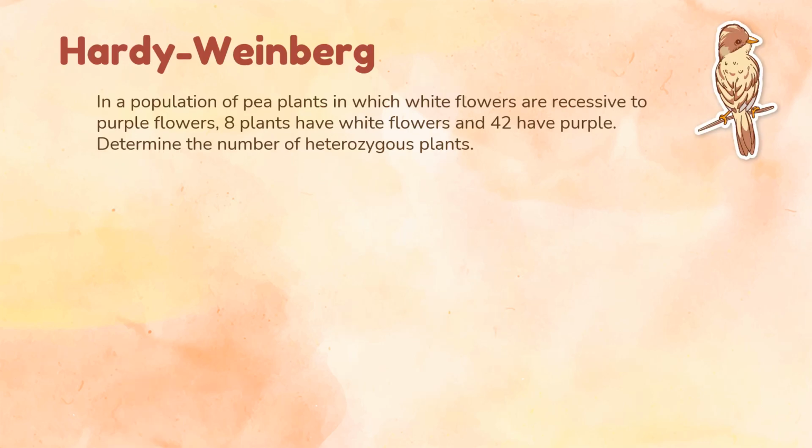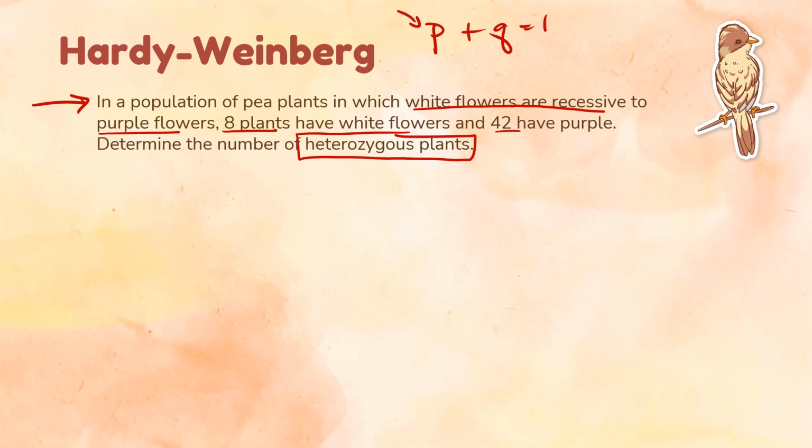And we can use that equation to solve problems like this one. Let's say that I've got a population of pea plants. White flowers are recessive and purple flowers are dominant. If I have 8 plants with white flowers and 42 with purple flowers, I need to figure out how many plants are heterozygous. Remember that the Hardy-Weinberg equation says P plus Q equals 1, where P is the frequency of the dominant allele and Q is the frequency of the recessive allele. When I square both sides of this equation, P squared plus 2PQ plus Q squared still equals 1. If I have 2 of the dominant alleles, this is homozygous dominant.